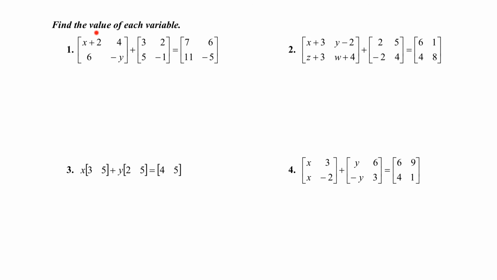This one's just saying, hey, if you took x plus 2 and you added 3 to it, wouldn't that give you 7, right? If you take the first row, first column entry, plus first row, first column entry, that would give you the first row, first column result. So you're going to have to use some logic here to figure out how to solve these.